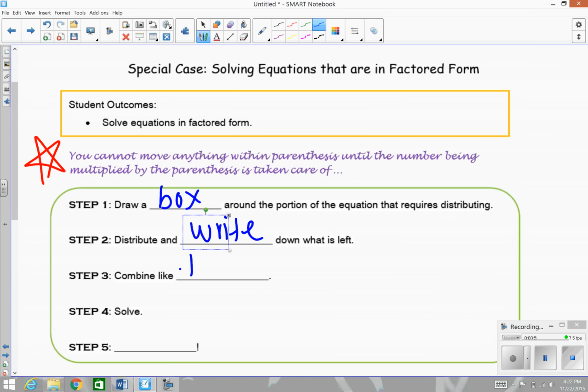We always want to combine like terms whenever possible. Solve, and absolutely you want to check so you can guarantee yourself 100.